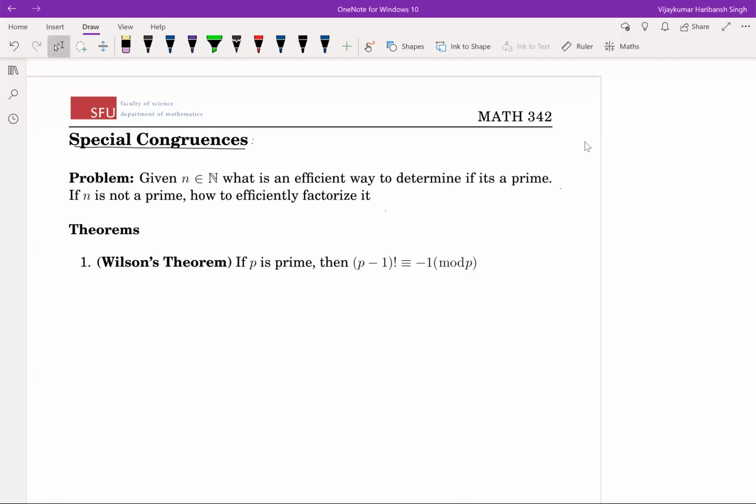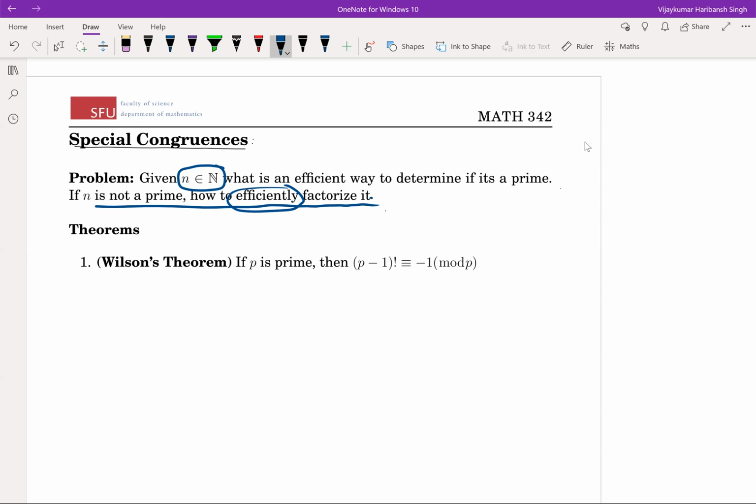Welcome students. We are going to discuss special congruences. The motivational point perhaps could be: if I give you a natural number n, how can you effectively determine whether it's prime or not? Similarly, if n is a non-prime, how can we effectively factorize it? Again, know that none of these goals will be met in this course. It is still a hard problem to find a way to effectively factorize a non-prime or a composite number.